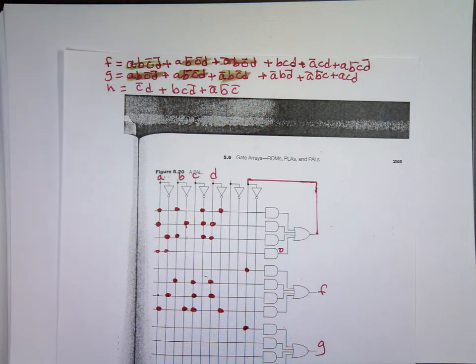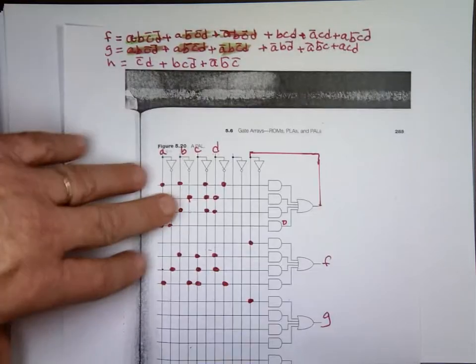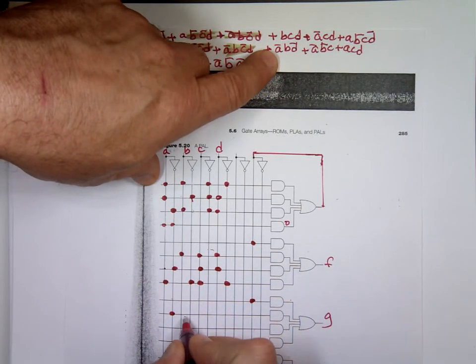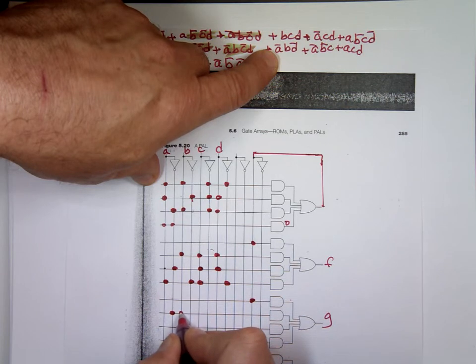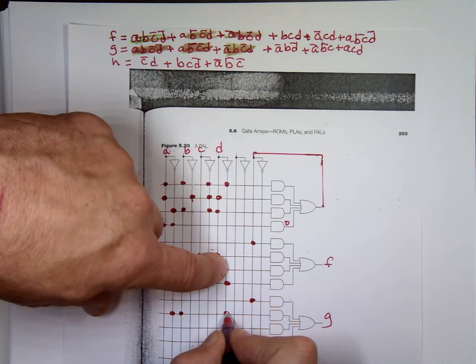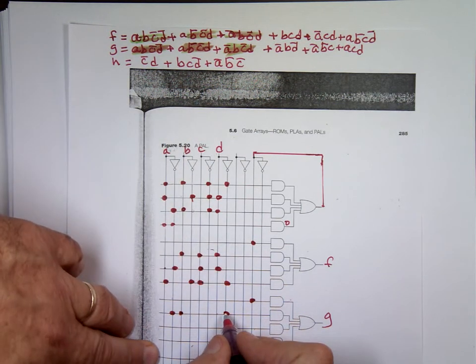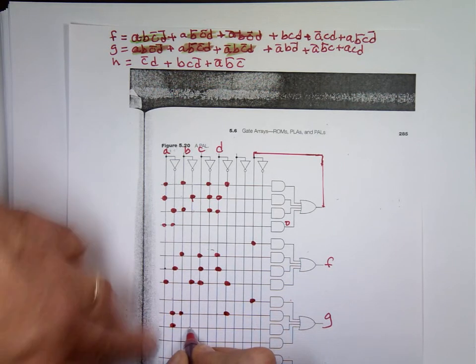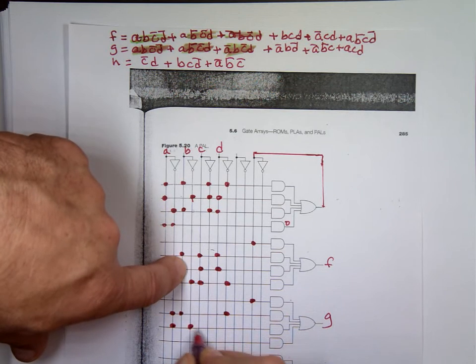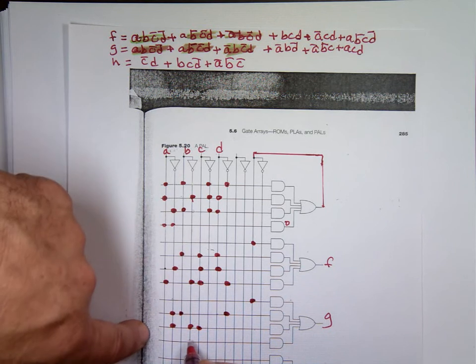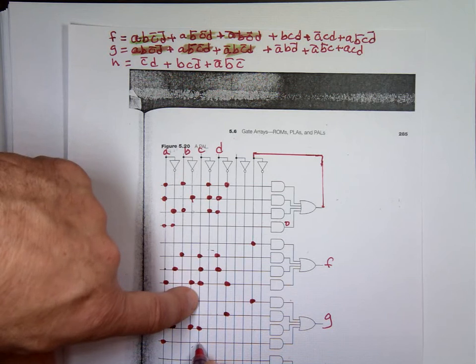For G, I need to attach A bar, B, and D bar. A bar, B bar, and C. I'm going blind now. The last one, A, B, C, and D. And that's G.